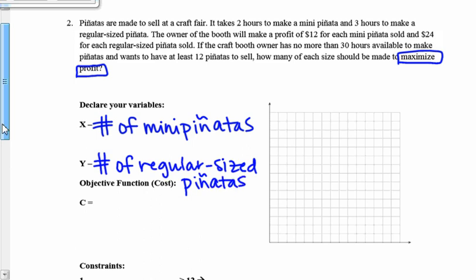All right, perfect. And then my objective function, my cost. How much is he going to make total? Let's see. If mini piñatas will profit $12, and then the regular piñatas will make 24 bucks, I can say 12x plus 24y.